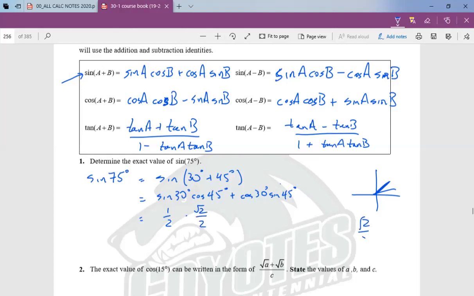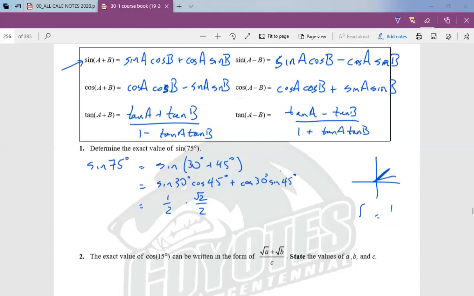Remember that root 2 over 2 is equal to 1 over root 2, so you could use either of those. I usually like to work with root 2 over 2, so let's do that. Plus cos 30, the long side of that triangle, is root 3 over 2, and sine 45 is root 2 over 2. We add this all together, and with a common denominator of 4, we end up with root 2 plus root 6 over 4.